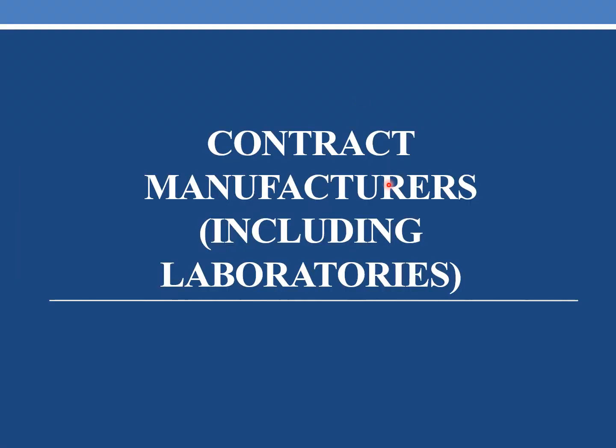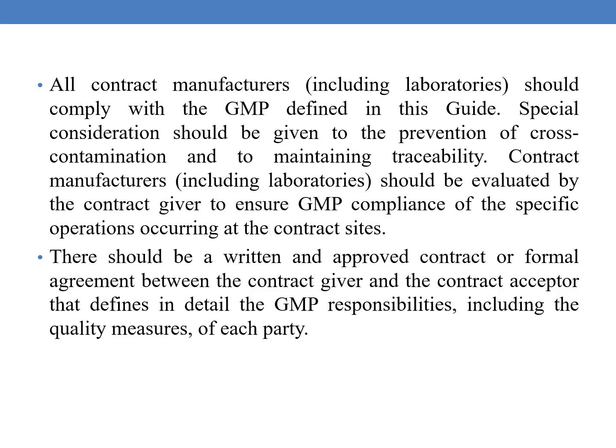Next topic is contract manufacturers, including the laboratories. All the contract manufacturers, including the laboratories, should comply with the GMP defined in this guide. Special consideration should be given to the prevention of cross-contamination and to maintaining traceability. Contract manufacturers, including the laboratories, should be evaluated by the contract giver to ensure GMP compliance of the specific operations occurring at the contract sites. And there should be a written and approved contract or formal agreement between the contract giver and the contract acceptor that defines in detail the GMP responsibilities, including the quality measures of each party.